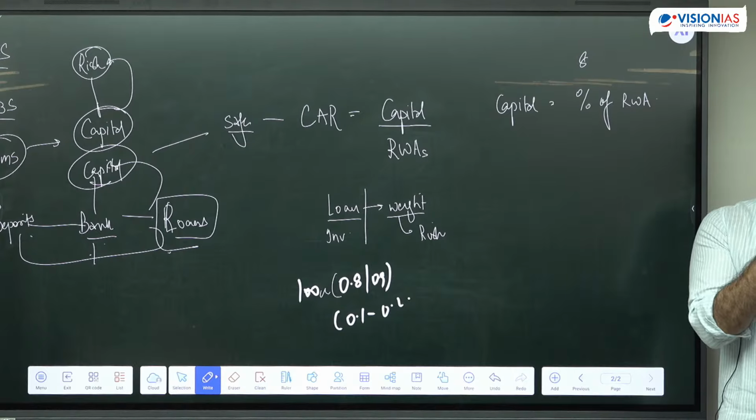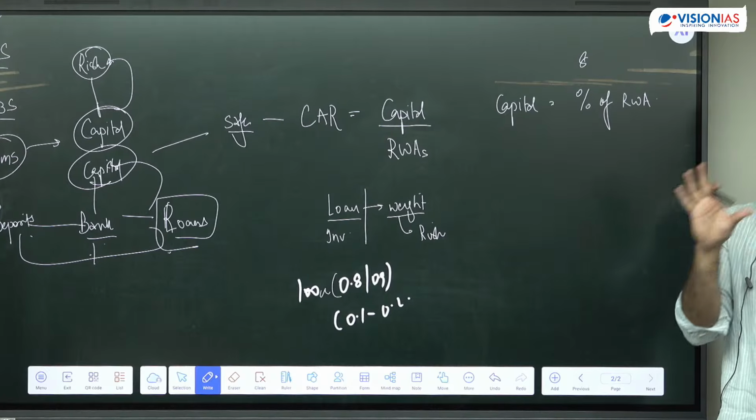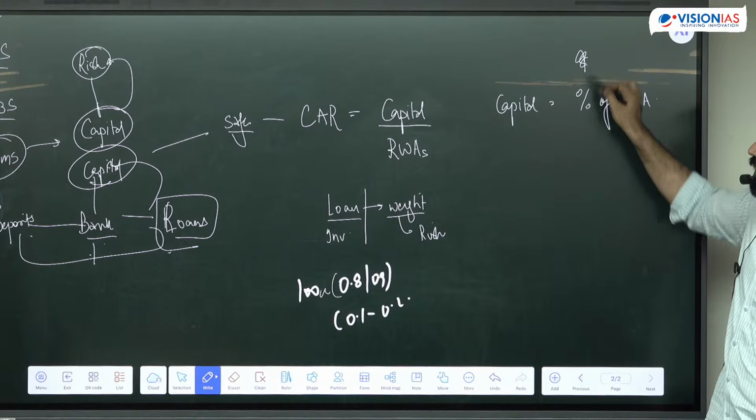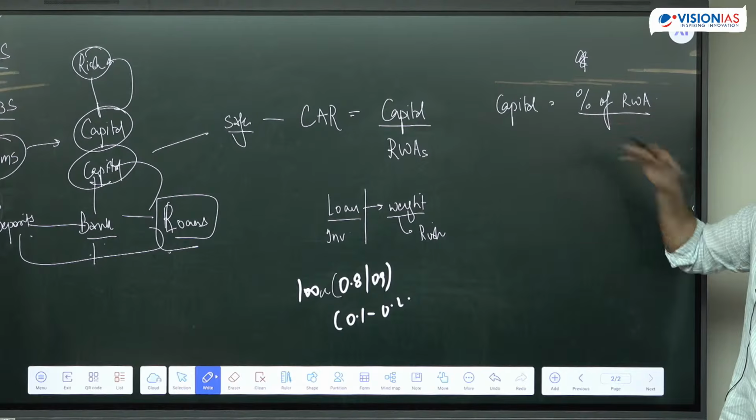15% for asset reconstruction companies. Depending on my risk structure, I can assign more values, less values. For banks, they assign 9%. Now, when I have to assign 9%, that means I will calculate my risk-weighted assets first. 9% of that is the minimum capital.